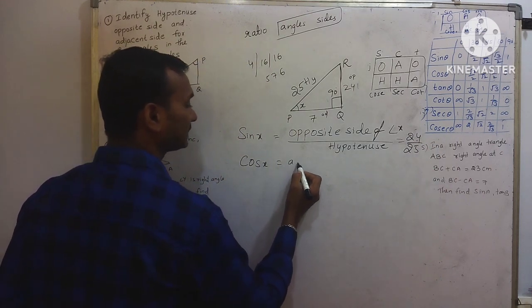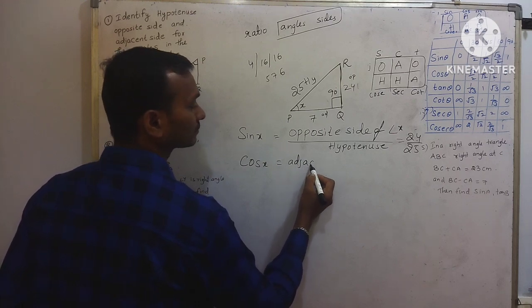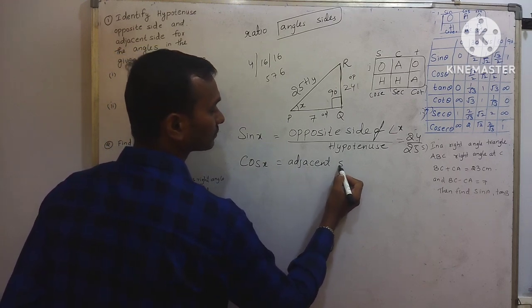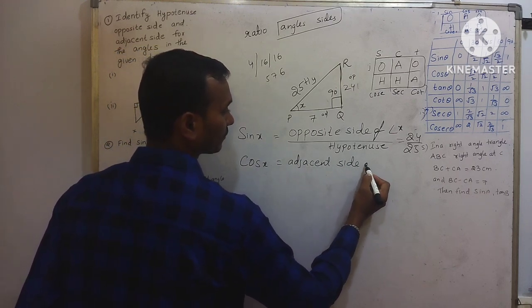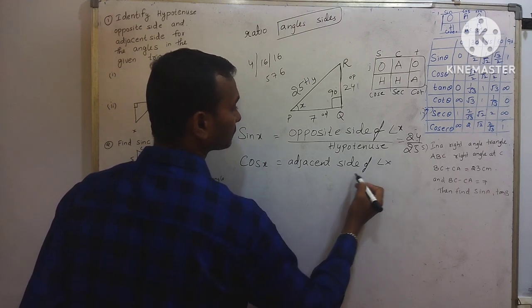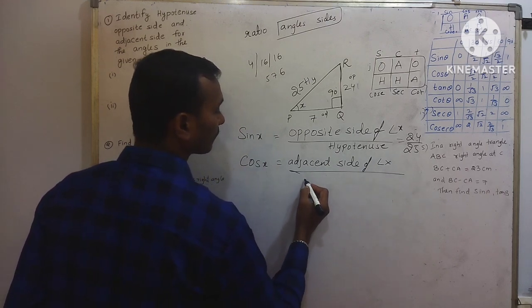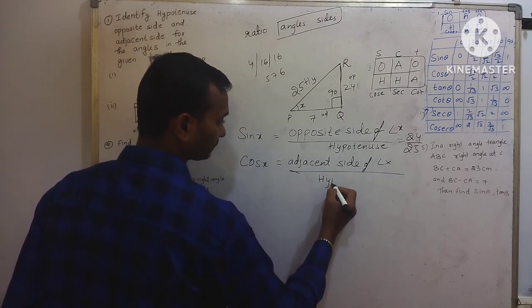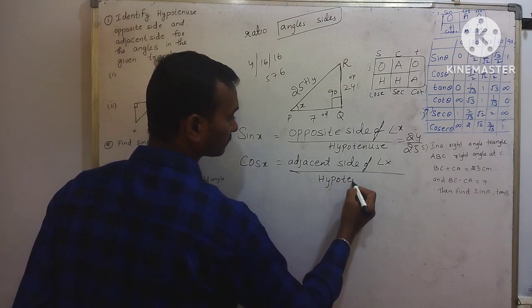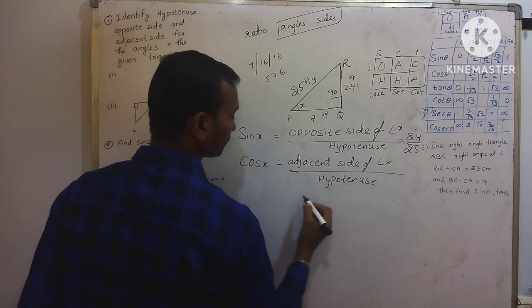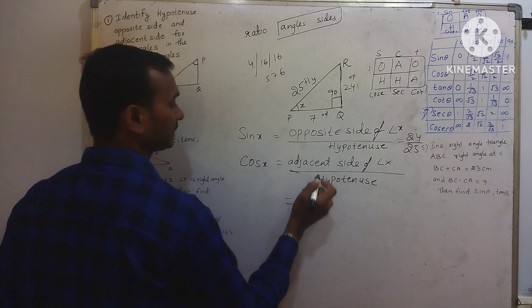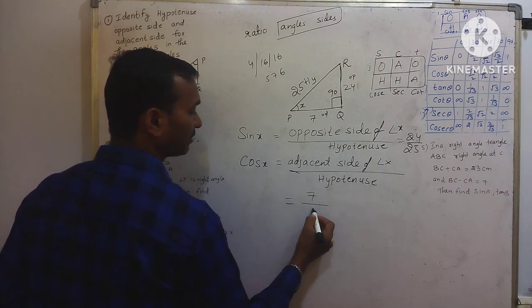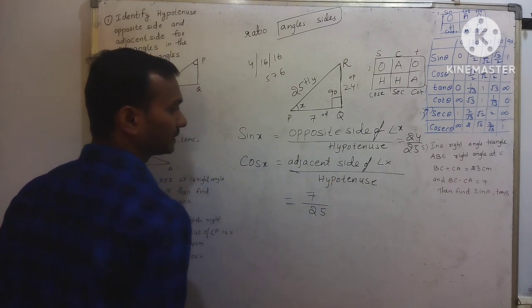Cos x is the adjacent side of angle x by hypotenuse. So what is the adjacent side? 7. Hypotenuse will be 25. So cos x is 7 by 25.